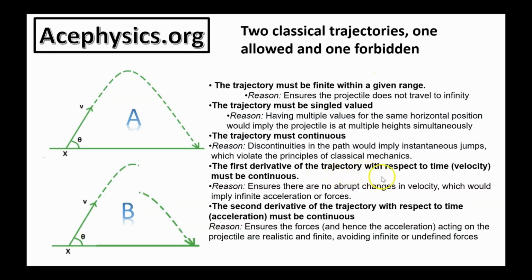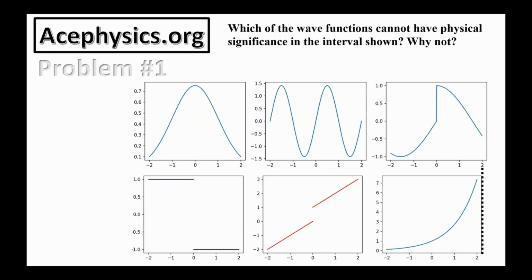The first derivative of the trajectory with respect to time, that's called the velocity, must be continuous. Velocity must change smoothly. It can't instantaneously change from, for example, 5 meters per second to 15 meters per second without going through the values in between. The second derivative of the trajectory with respect to time must be continuous. This requirement ensures that forces and acceleration change smoothly as well. And now I'm ready to move on to 3 conceptual problems.